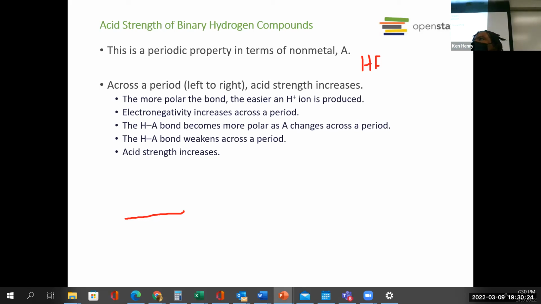Okay, so if we go across the periodic table from left to right, it's going to increase. The more polar it is, the more you're going to get the H plus ion produced, right?